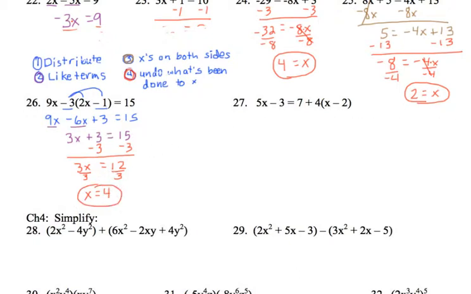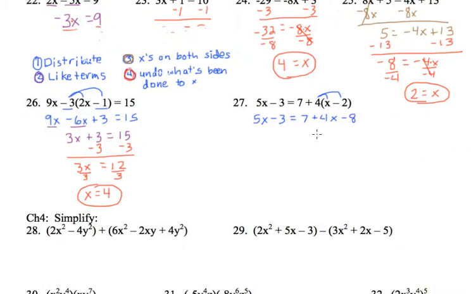Okay, over here. First step is to distribute. So I see a distributive property here. I'm going to take this +4 and distribute it. So the rest of my problem stays the same. And when I distribute, I get +4x minus 8.